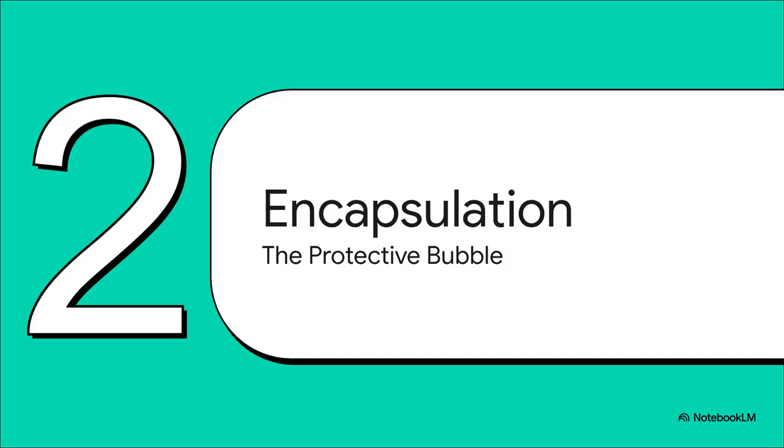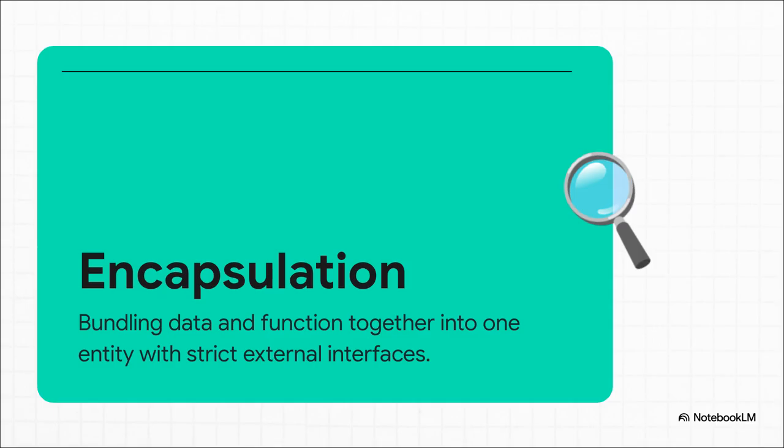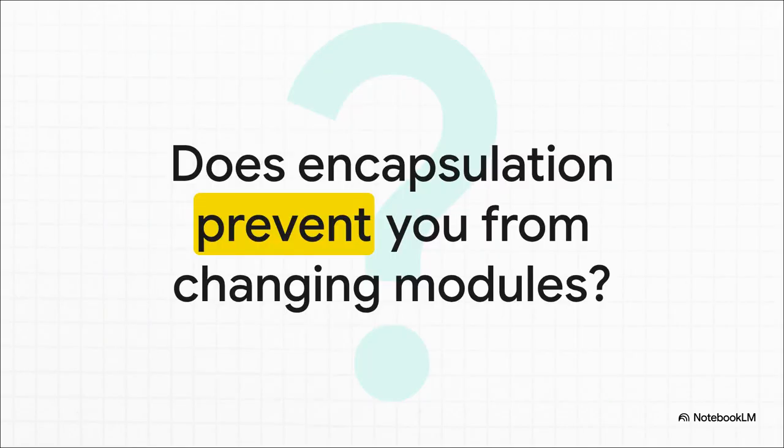Moving right along to Section 2, unpacking encapsulation. Okay, in everyday terms, encapsulation is kind of like a protective bubble. Think about the class construct. Data encapsulation is really just bundling data and functions together into one single entity. But here's the crucial part. It creates strict external interfaces. Why? Because it minimizes interdependencies between separately written modules. You're basically hiding all the messy internal wiring and only exposing exactly what the outside world actually needs to interact with. All right, time for a quick knowledge check to see if we're on the same page.